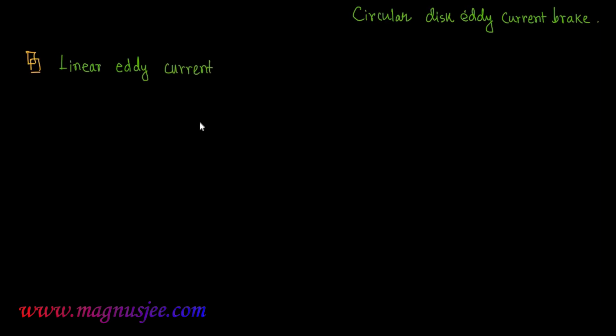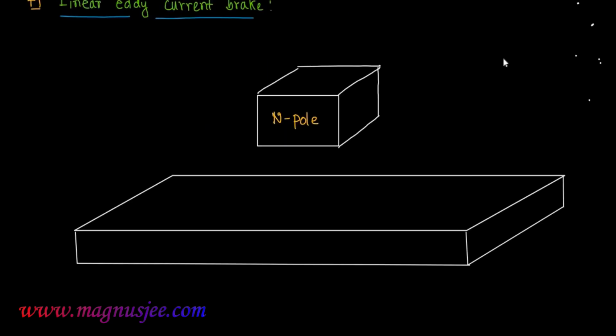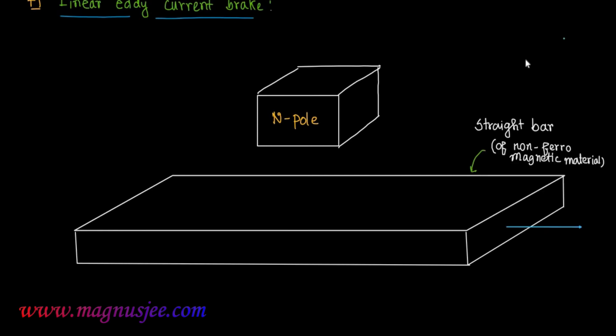Now we can draw a diagram of the linear eddy current brake. A north pole is placed above the linear metallic bar. In the diagram, this is a linear or straight bar which is made of non-ferromagnetic substance. This is the straight bar, made of non-ferromagnetic material. And this straight bar is moving towards the right with a linear velocity v.